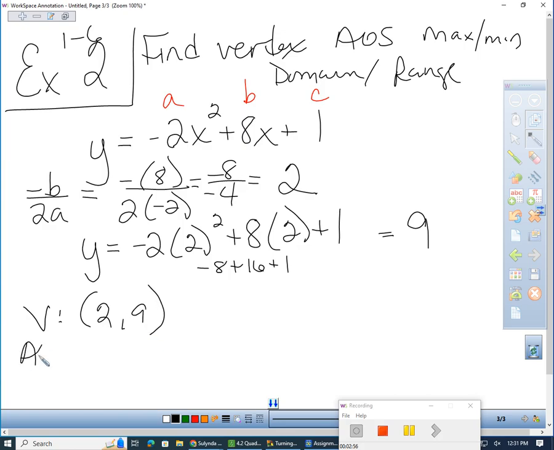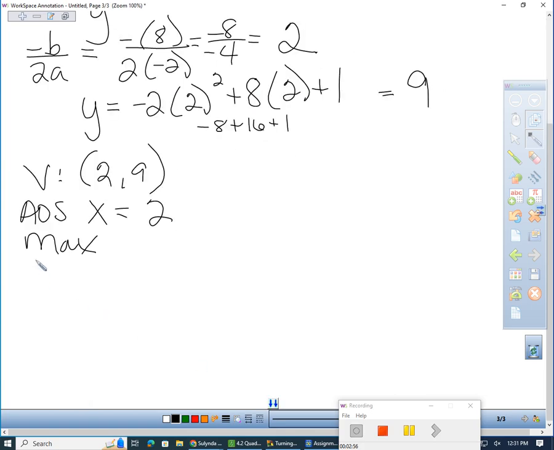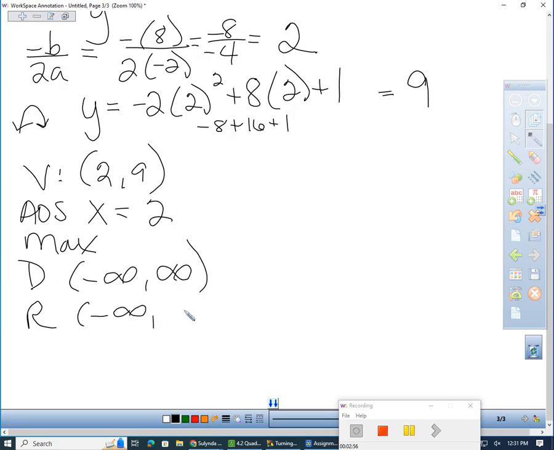We have an axis of symmetry at x equals what? 2. My first term, or my a value, is negative this time. Is this a max or a min? It's a negative. Right here, see it? It's a negative. It's a max. My domain then is negative infinity to positive infinity. And my range, because it's a maximum, it opens like this. It starts at negative infinity and goes to my y value of 9.